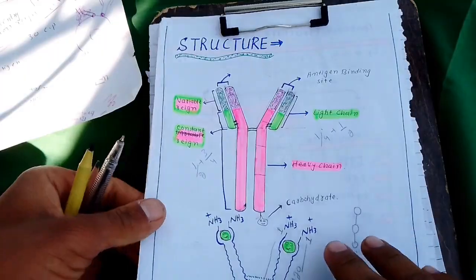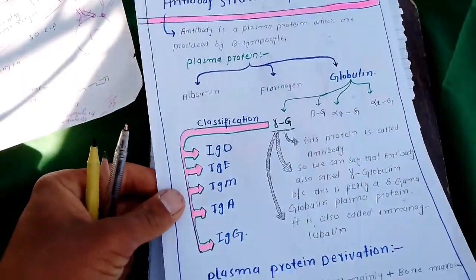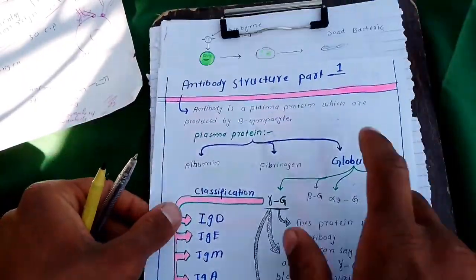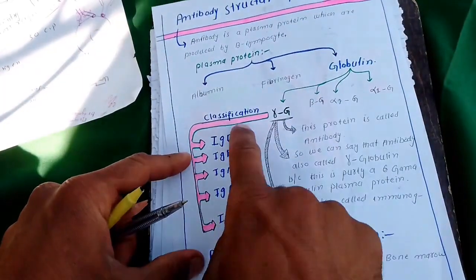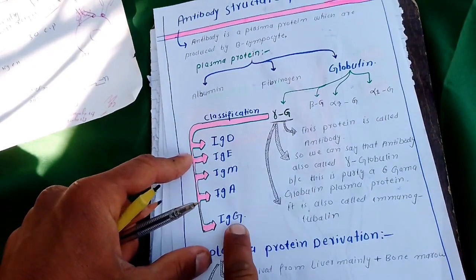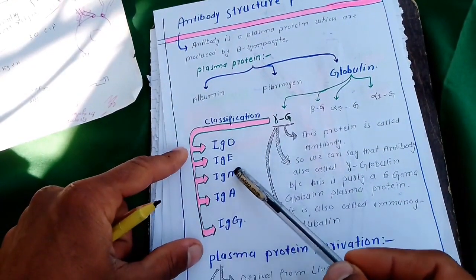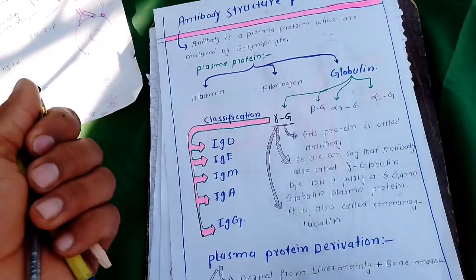So these are all about the structure and production of antibody in part 1. In part 2, I will discuss the classification of the antibody and the function of the different antibodies, the function of this and this. I will explain you in the next lecture.